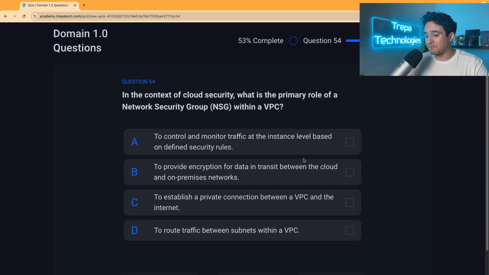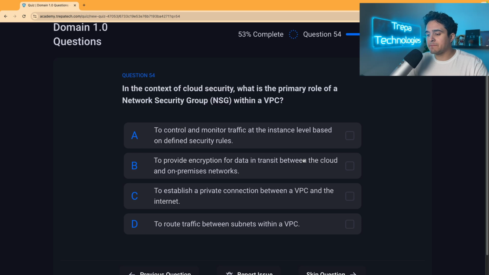Question 54. In the context of cloud security, what is the primary role of a network security group within a VPC? Now remember, a network security group functions very similarly to firewalls. It filters traffic. VPC, virtual private cloud. I come from an Azure background. We call those VNets in Azure, but that's how we do network segmentation in the cloud. It's like our subnets, right? But what is the primary role of an NSG within a VPC?